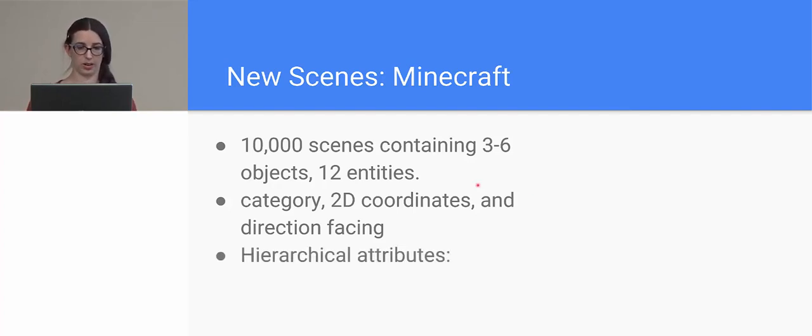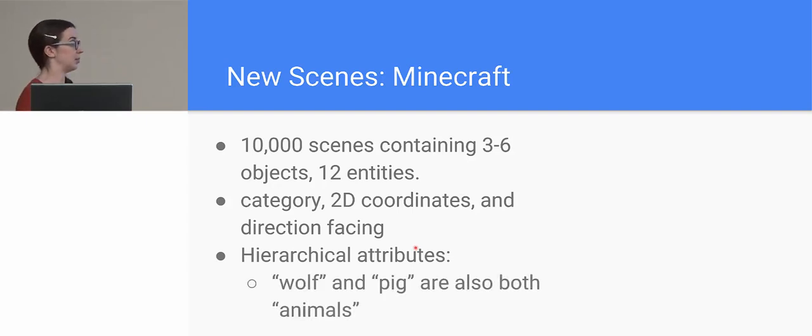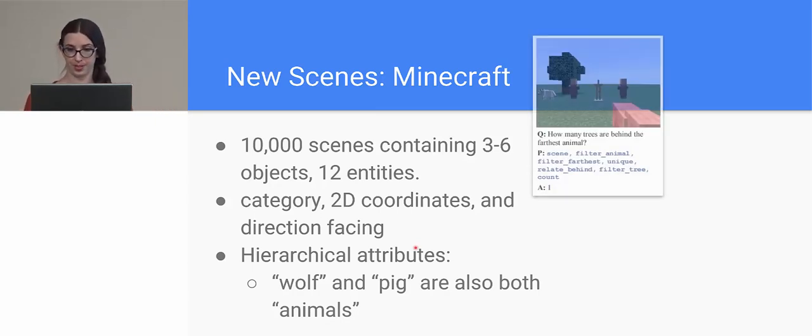And the category is actually hierarchical, so that's an additional layer of challenge here. For example, the network has to be able to identify both a wolf and a pig, but it also has to identify both wolf and pig as animals. So, here's an example of a Minecraft screenshot. How many trees behind the farthest animal? Well, there's our farthest animal and there's our one tree. So we can see that NSVQA actually does output the correct program and the correct answer.